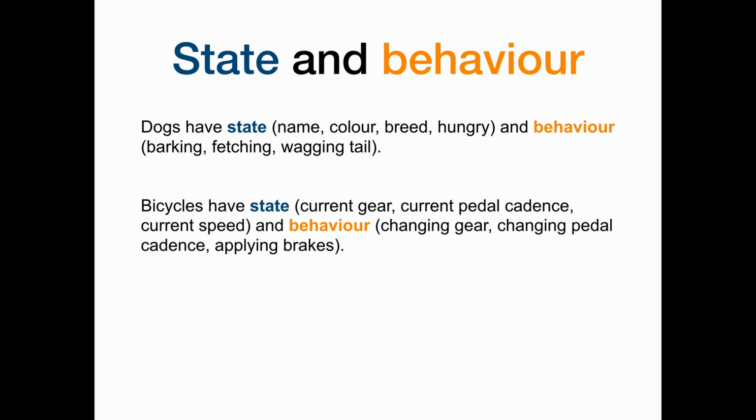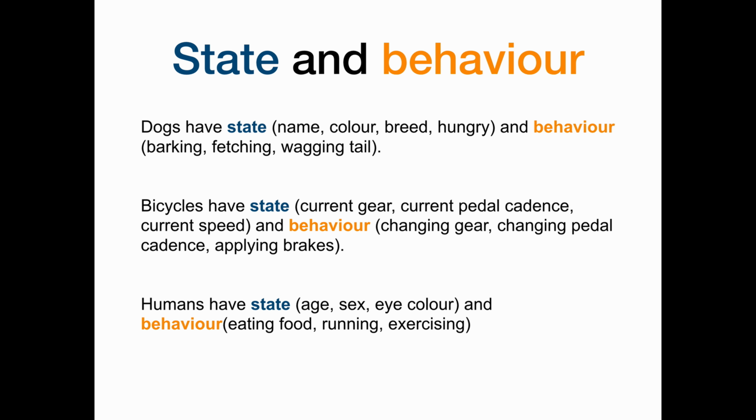These are actions. Also, you watching this, you have a state and a behavior. You have a state: age, sex, eye color. Now, these are your characteristics. You also have a behavior: eating food, running, and exercising. Hopefully, you eat food and exercise. So, now these are your states and behavior.